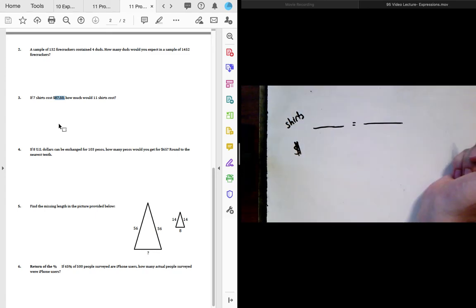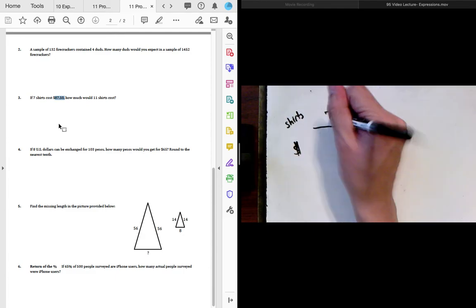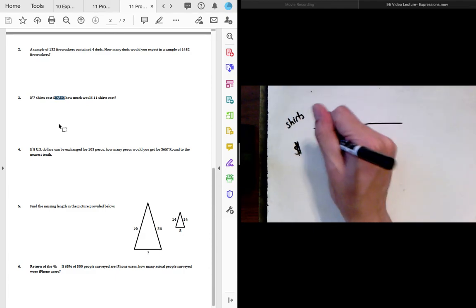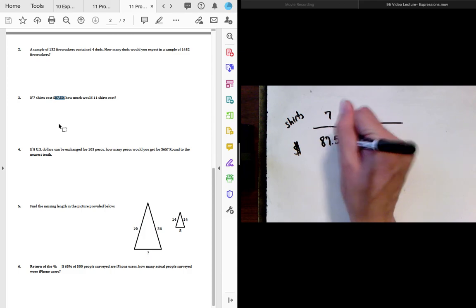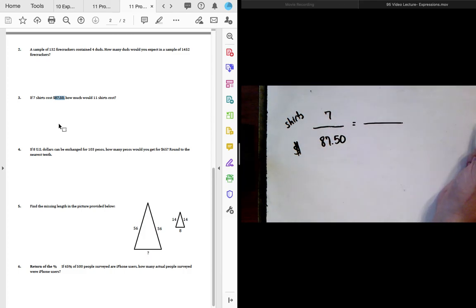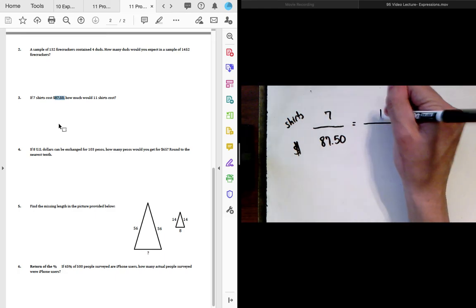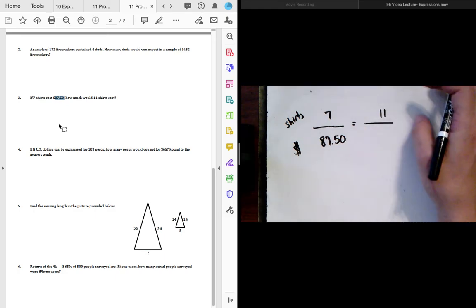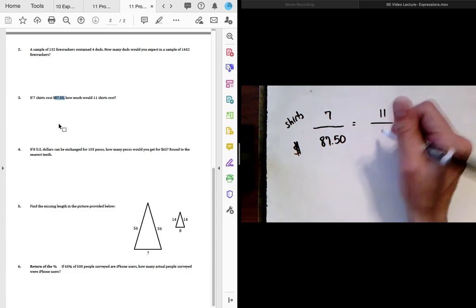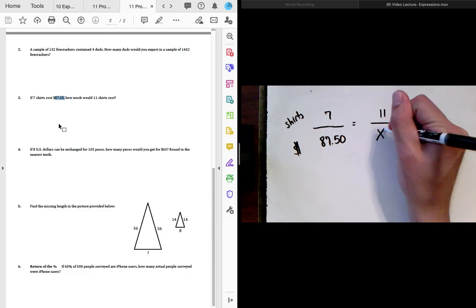They gave us this first ratio. They said 7 shirts costs $87.50. Then the second part says, how much would 11 shirts cost? So 11 shirts is going to go on the top. The cost for 11 shirts, which is what I'm looking for, is going to be our value that we don't know, x.